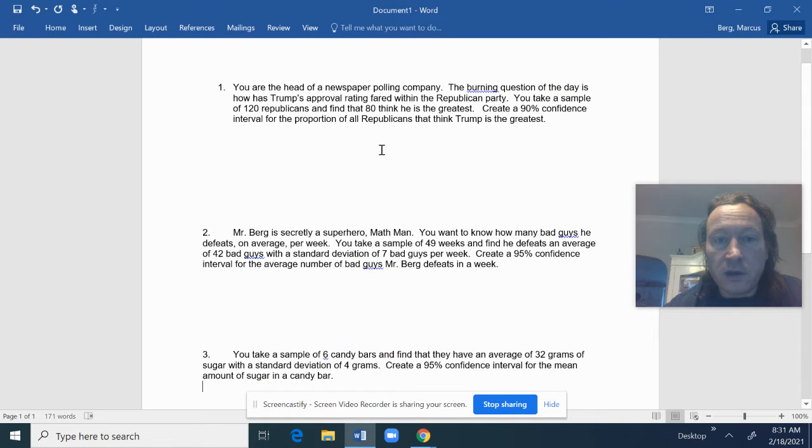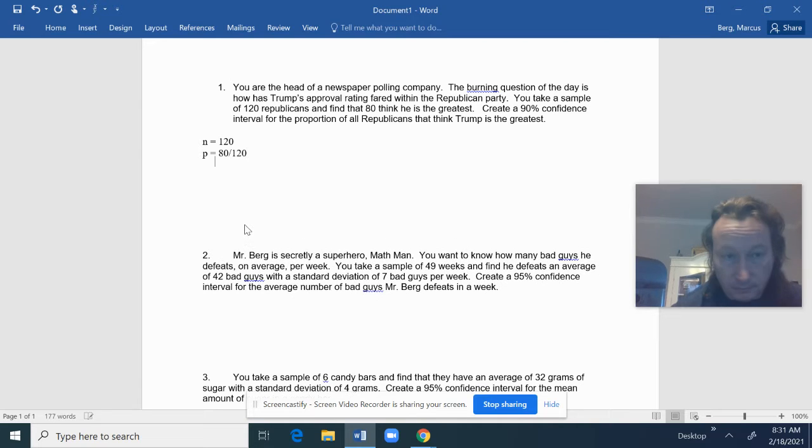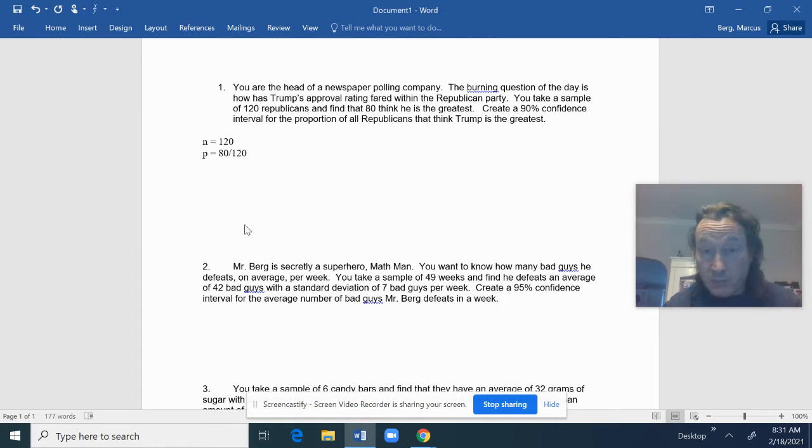You're head of the polling company. The burning question of the day is how has Trump's approval rating fared with the Republican Party? You take a sample of 120 Republicans, so that's your sample size. And 80 think Trump is the greatest, so your proportion would be 80 out of 120. You want to create a 90% confidence interval. So we're going to do a confidence interval for proportion.